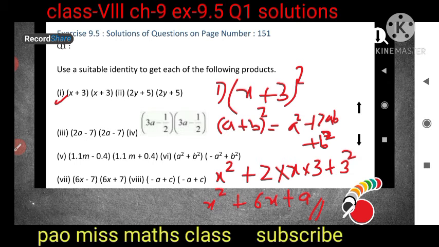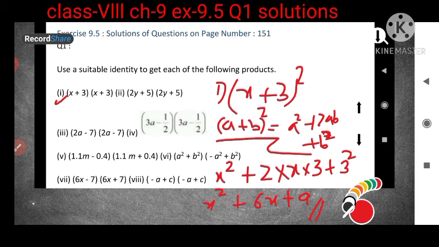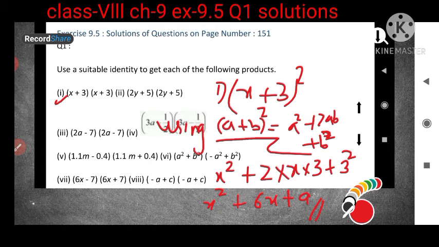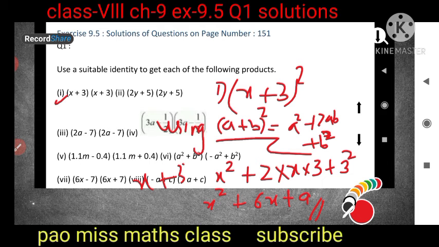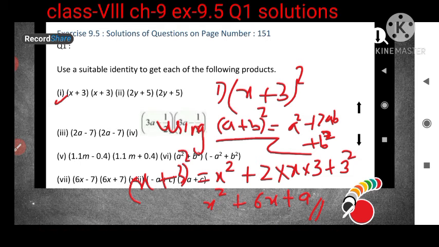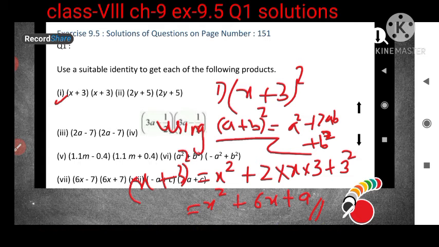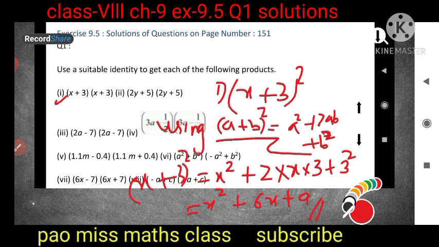So what identity are we using? We are using the first identity, isn't it? Using this identity you will write a plus b whole square is equal to a square plus 2ab plus b square. So x plus 3 whole square will be equal to x square plus 6x plus 9. This is the answer for the first question. Now I will erase this.